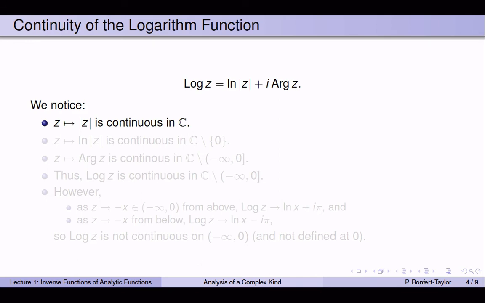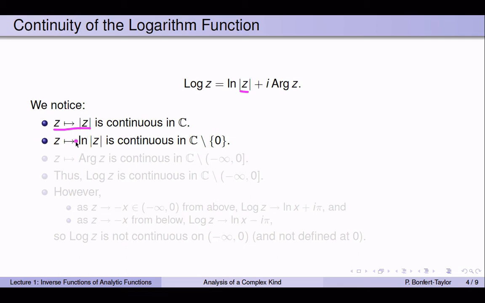What continuity properties does the logarithm function have? Again, here's the definition. Log z is the natural logarithm of the absolute value of z plus I times the argument of z. Let's look at the parts that this function is made up of. First of all, let's look at the function z maps to the absolute value of z. Well, that's a continuous function. It varies continuously as z varies in the complex plane. The distance from the origin varies continuously. It never jumps. The absolute value of z is a number that is non-negative. It could be 0 when z is equal to 0. Otherwise, it is a positive number, so we can take its natural logarithm.